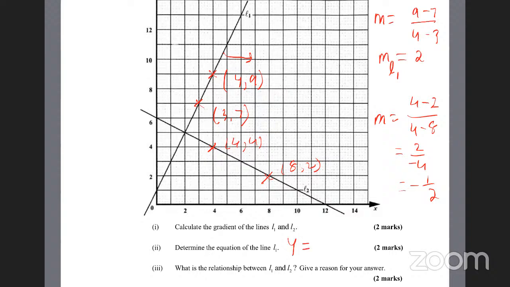Right? What is the equation of line 1? What is the gradient? Gradient of line 1 is 2. Chloe, okay. What is the y-intercept of line 1? Line 1 is here. What's the y-intercept? 1. That value there is 1. So that's the answer. y is 2x plus 1. You see that?